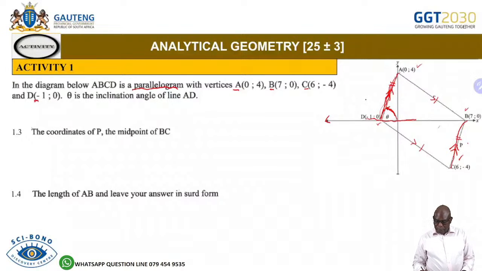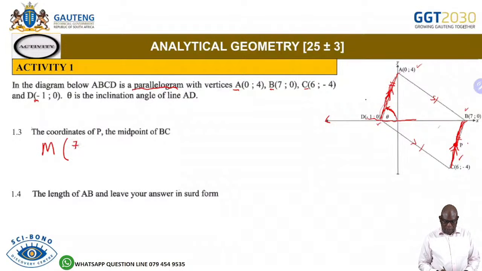Now, the coordinates of P. Let's look at the coordinates of P. They say P is the midpoint of BC. So if it's the midpoint, we go to our formula sheet and get the formula for the midpoint. Remember, the formula for the midpoint is M, the bigger M, and then it should be 7. We start with the x. It's 7 plus 6, so remember, we add, 7 plus 6 all divided by 2. The other one is going to be 0 plus minus 4, so it will be 0 minus 4 over 2.